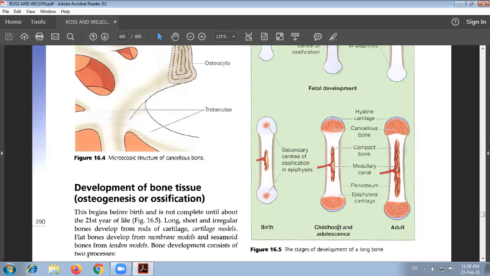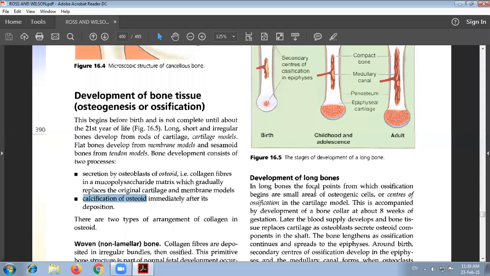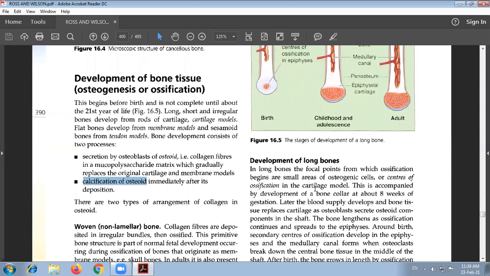Then in childhood it develops like this: the cancellous bone, then hyaline cartilage starts developing at the epiphysis end, and the medullary canal. In the adult, it gets ossified very rapidly and forms a firm structure so that there is no developing structure in the bone. So it takes much time for a fracture to heal. Compared to childhood, adult bones take much more time to recover after fractures or bone damage.